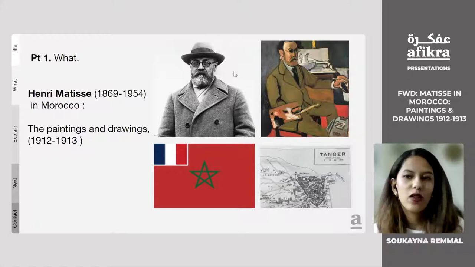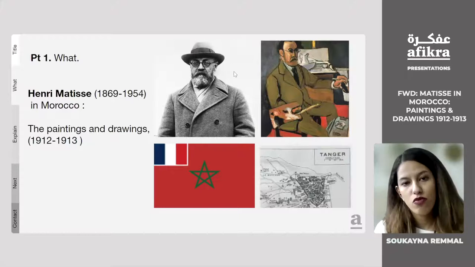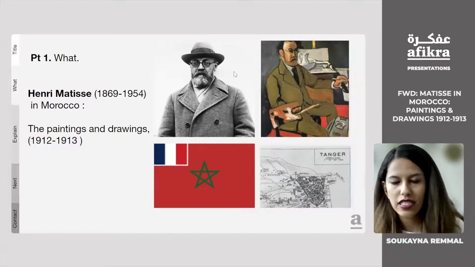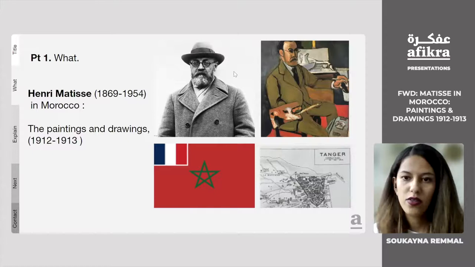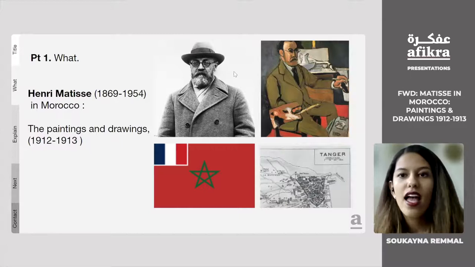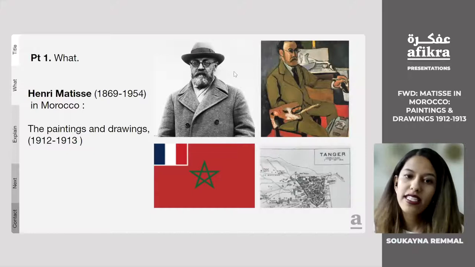His choice fell on Morocco, which he visited in the autumn of 1912 and again in 1913, more specifically from late January to mid-April in 1912 and from October to February 1913. He mostly stayed in the city of Tangier, which you can see on the slide, in northern Morocco, a city that's both on the Atlantic and the Mediterranean. This period is described by experts as a pivotal phase in the artist's career.